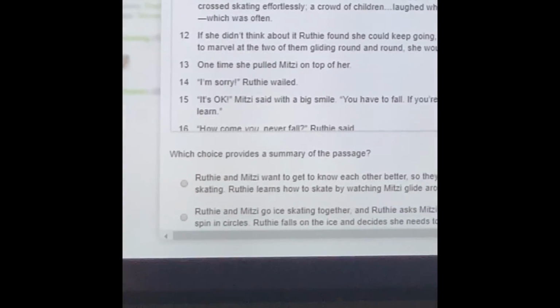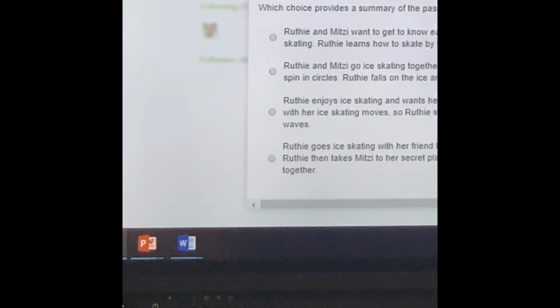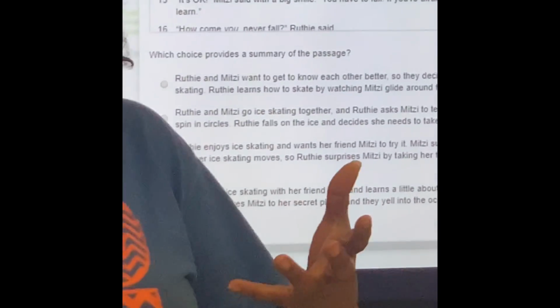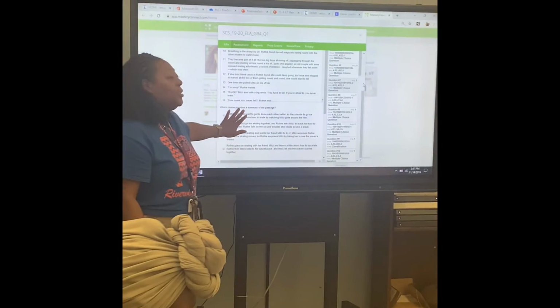Which choice provides a summary of the passage? Okay, so then they needed to know what the important points in the story were that would need to be included, which means they needed to know what the main point was, and they needed to know which details supported their main point. Because if they couldn't do that, then they wouldn't be able to know what they needed to include in the summary. Right, so basically they need to know the structure of a summary. What did a summary include? They need to know what that means. Mm-hmm.